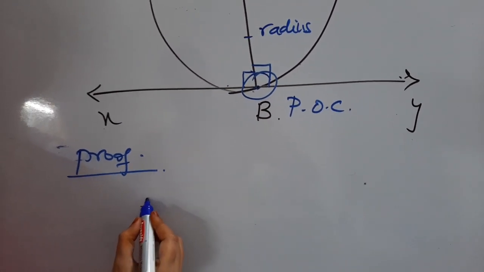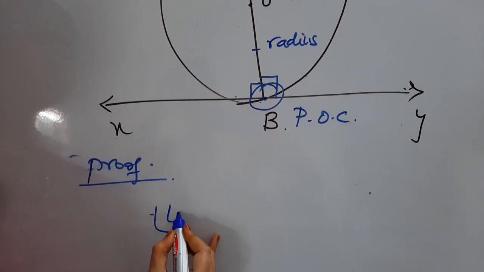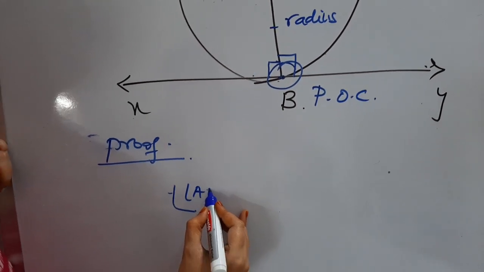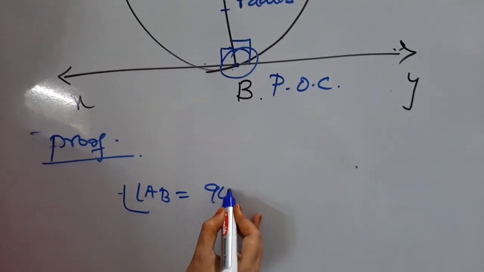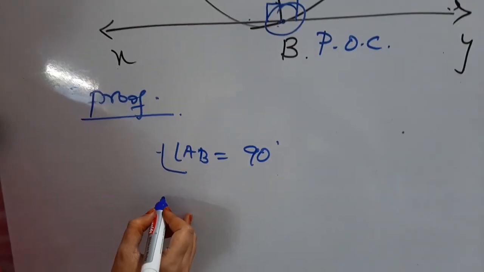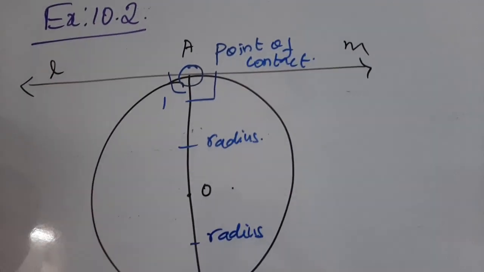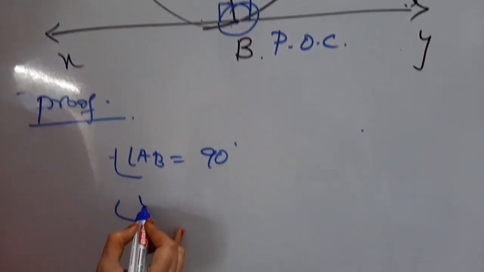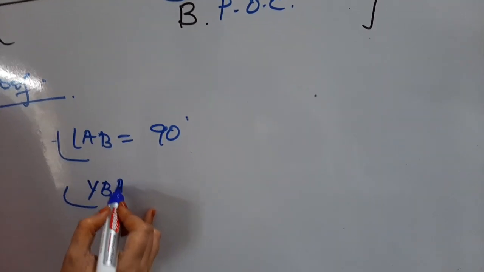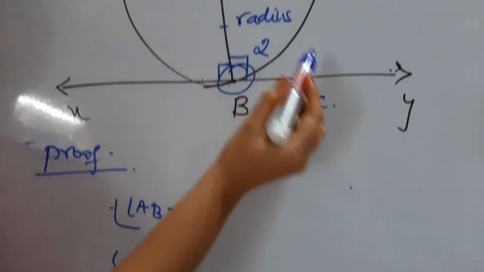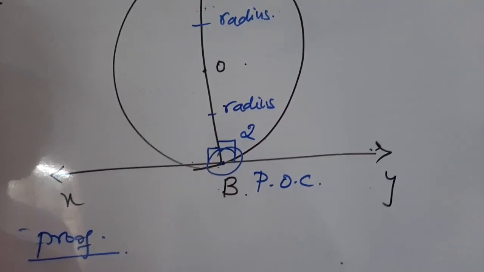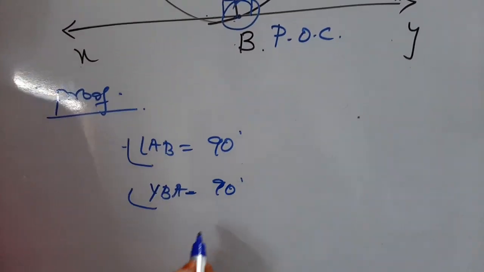See, what is angle LAB? Tell me what is that angle LAB? 90 degrees. And I took this angle as angle 1. Now take the angle YBA. This is your second angle, YBA. What is the angle YBA? That is also equal to 90.